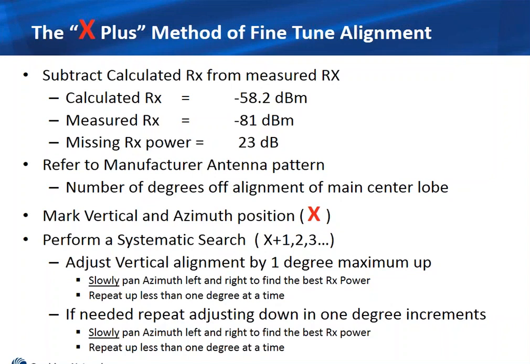And that can be a challenge because we cannot see radio waves. We do not have special glasses that show us where the signal strength is coming from. But we do have the ability to measure signal strength, and that's what the radio gives us. So we're going to have to do some sort of a systematic grid search that will allow us to search around where we're pointing to get exactly dead on our alignment.